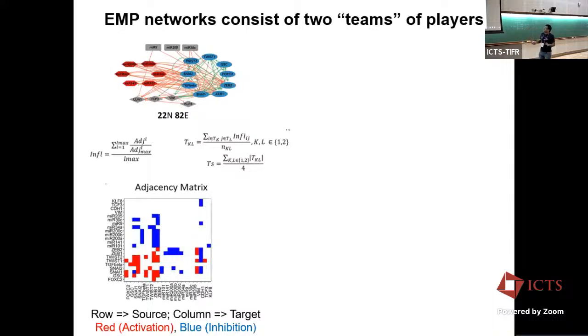Now, this is the actual network where we looked at teams much more carefully. Here is a 22-node network, and you take this network and you just represent this as a matrix. Each row is the source, each column is the target. Wherever there is an inhibition, there is a blue box. Wherever there is an activation, there is a red box. So in this 22-node network, you have 22 cross 22 possible interactions, and only 82 edges are there. So this is approximately 20%. And that's what you see in this matrix. It's a sparse matrix, right?